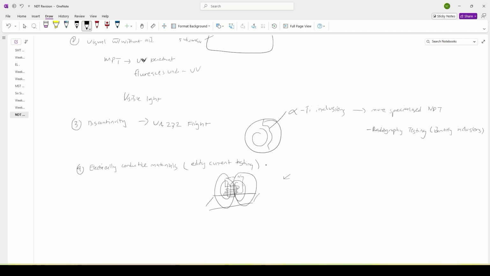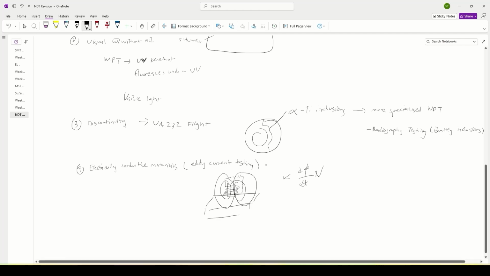So it's called d phi over dt. It will interact with the conductive material and will detect whether flaws can be inside. So for example, these are defects. The electromagnetic induction will change.